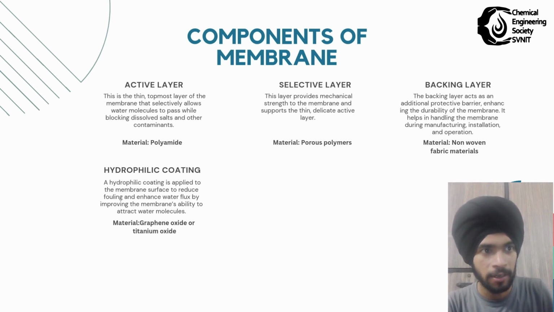The third is a backing layer. It is an additional protective barrier which increases the durability of the membrane. Its role mainly comes into existence when you are installing it, manufacturing it, or doing any operation. It is made of non-woven fabric materials. Fourth is the hydrophilic coating. We can understand it from the word only. This is the coating which will mainly attract water molecules. So if it is attracting water molecules, then it will repel other unwanted molecules. So it is the way we can resist other unwanted molecules or other solvents.